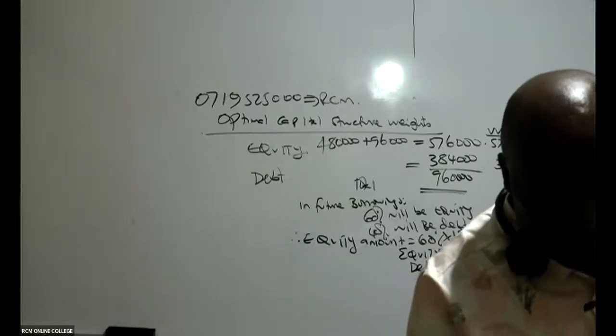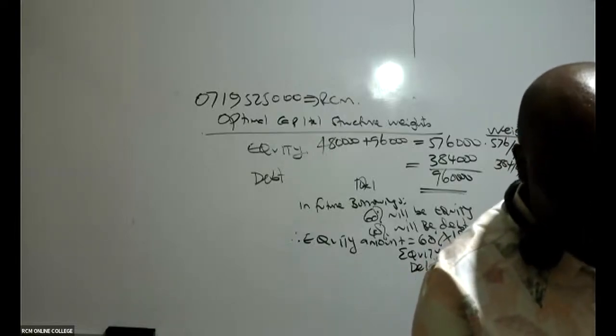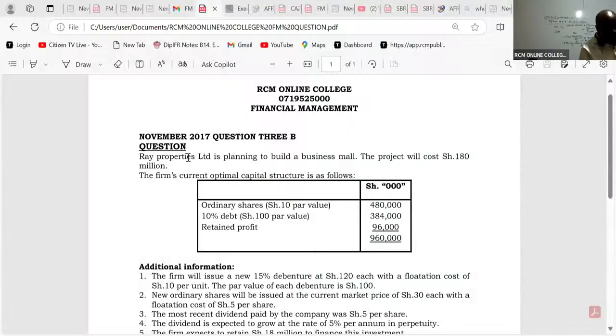Where do you get the 180? Thanks for asking. Remember, Ray Properties Limited is planning to build a business mall. The project will cost how much here? 180 million. So this is the amount you are looking for. You as the finance manager have been told to do a project, a mall, and the project cost is 180 million, so they tell you to go outside and look for that 180. Then you are going to issue shares of 108, and then debt of 72.